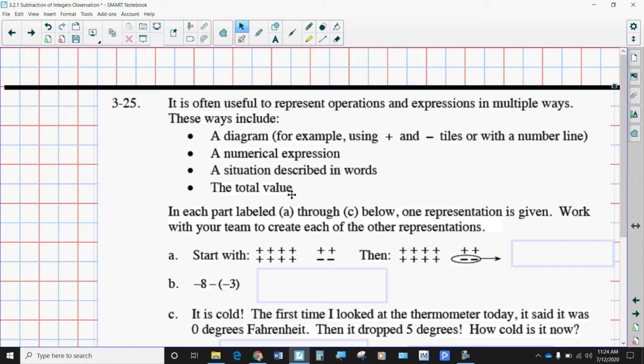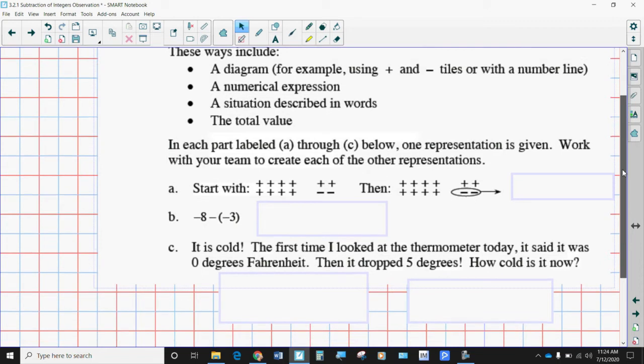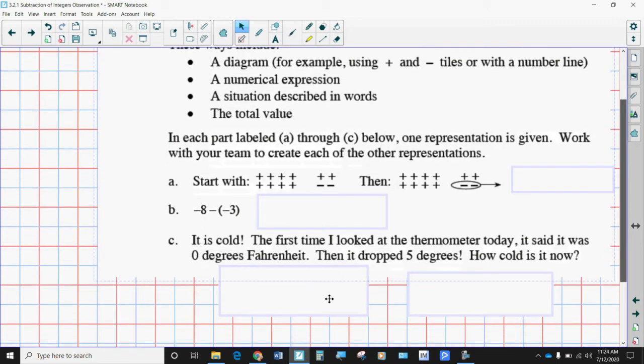So what we want to do is take each one of these situations. For A, let's write a numerical expression and the answer. For B and C, let's create both models. Well, actually, for B, you're going to create a model and the answer. And for C, you're going to do both from the words. Or maybe I wrote it in words here. I can't remember what I did.